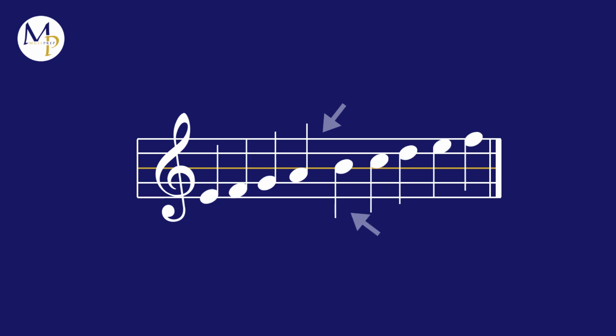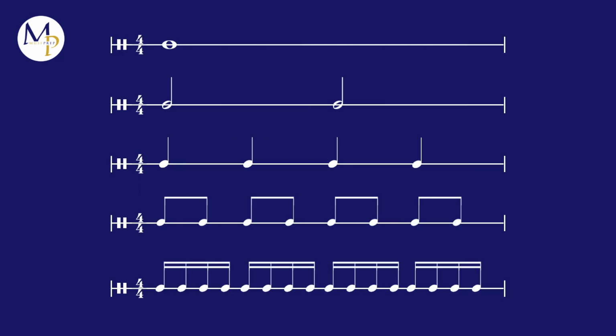You also need to remember one rule about stem direction. Up to the middle line of the staff, stems are placed on the right side of the note head and point upward. From the middle line upward, stems are placed on the left side of the note head and point downward. At the end, listen to the sequence of note values from the whole note down to the 16th notes.